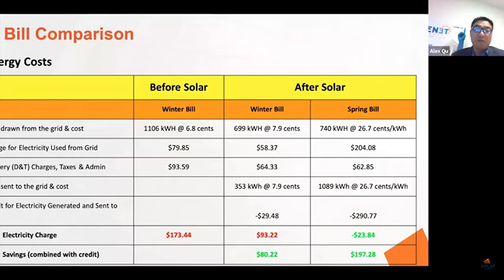If we average this winter and spring savings out at about $130 per month and assume their installation cost is about $15,000 after rebate in Edmonton, this family will have saved the cost of a system in about 10 years.